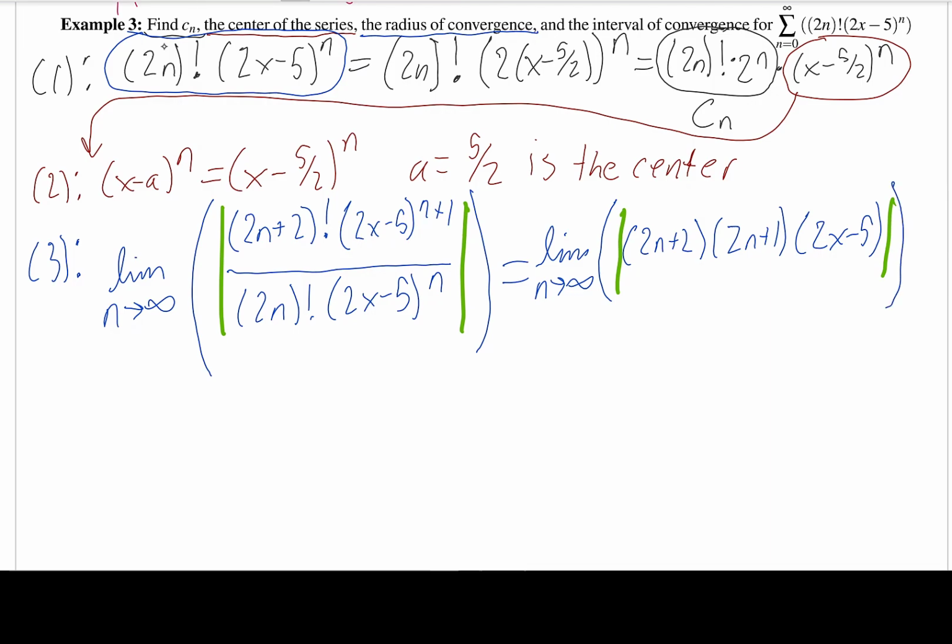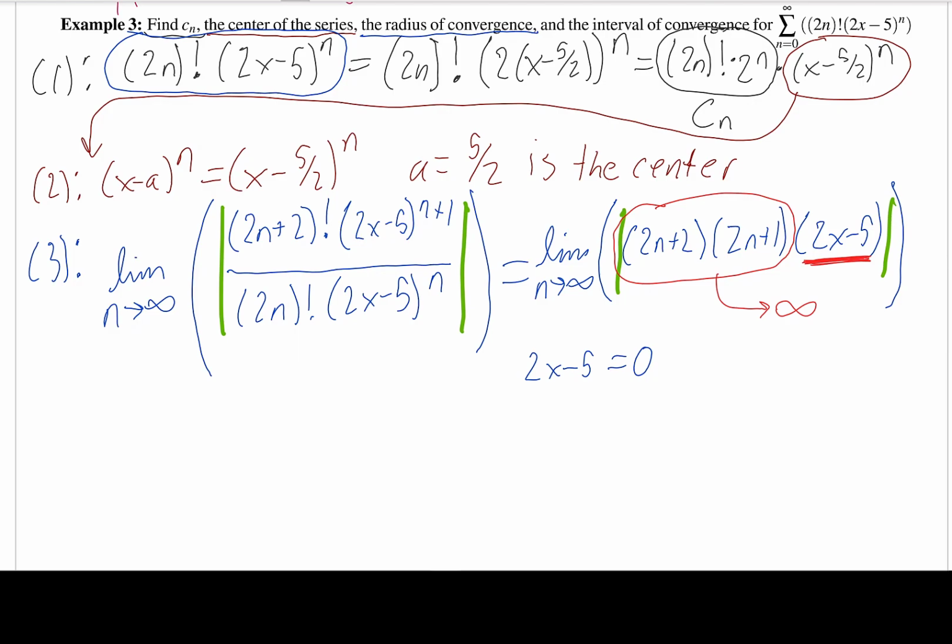Okay, and here's what I notice. This part right here is going to go to infinity. So the only way that we can stop it is if this part right here goes to 0. So that means I want the absolute value of 2x minus 5 to be equal to 0. Now, since we're setting this equal to 0, there's really no reason for us to have an absolute value because we're not changing the sign.